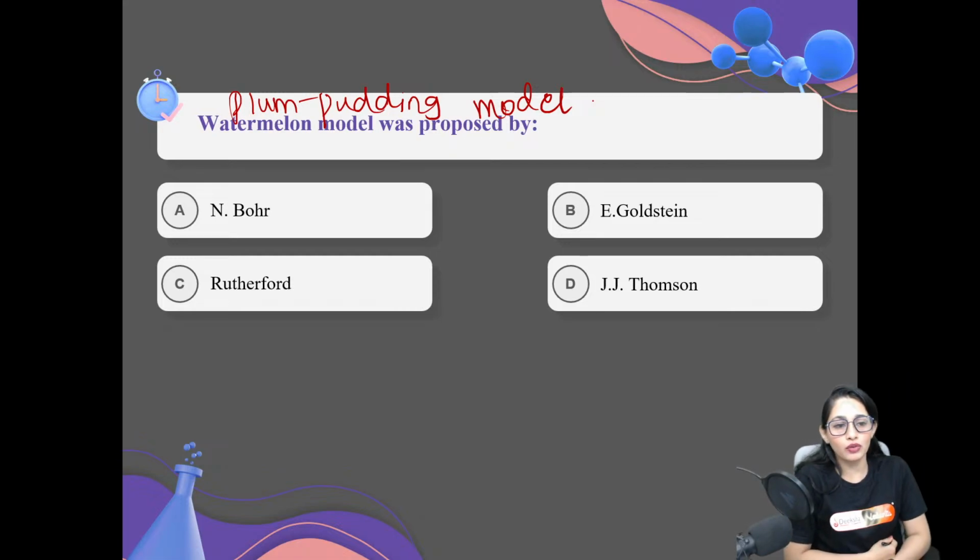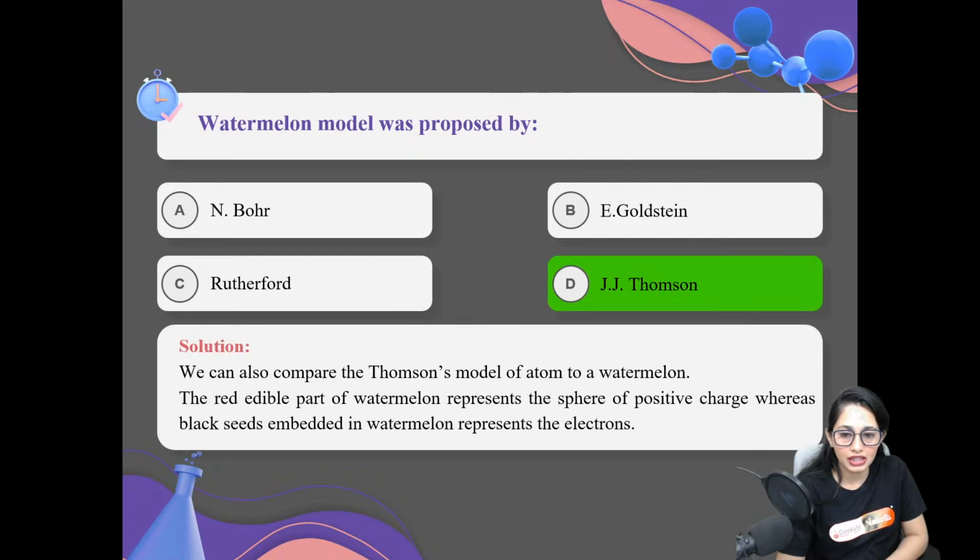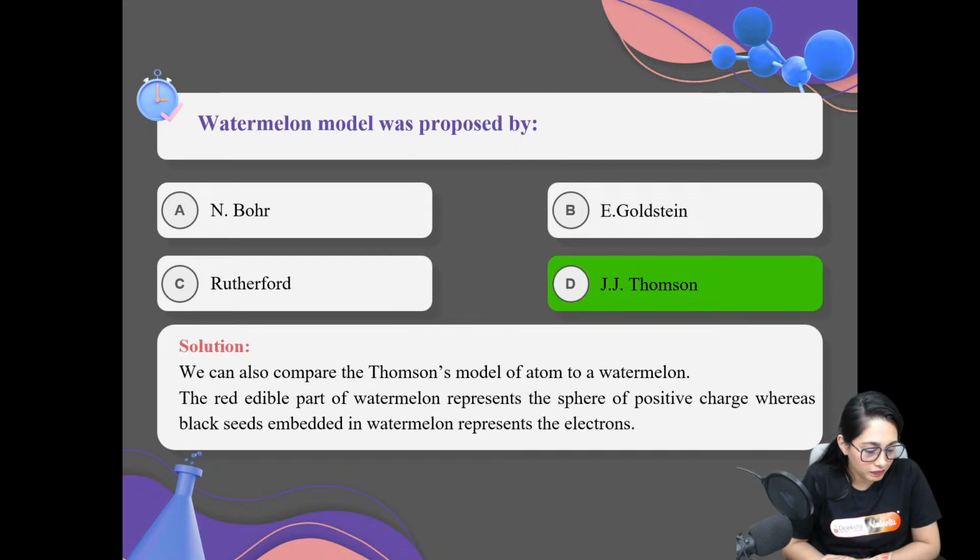Yeah, tell me the answer now. The watermelon model, or plum pudding model, was proposed by: Niels Bohr, Goldstein, Rutherford, J.J. Thomson. It is option D. Okay. Anand, Vignesh, Tanushri, all of you very good. Keep it up. Option D is the right answer.